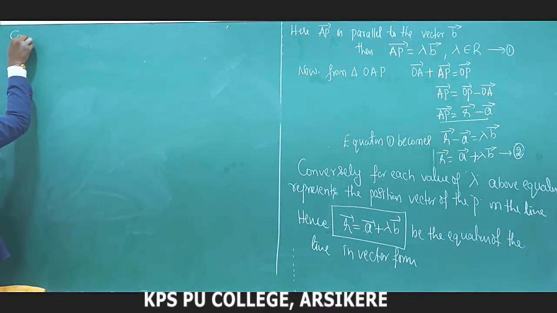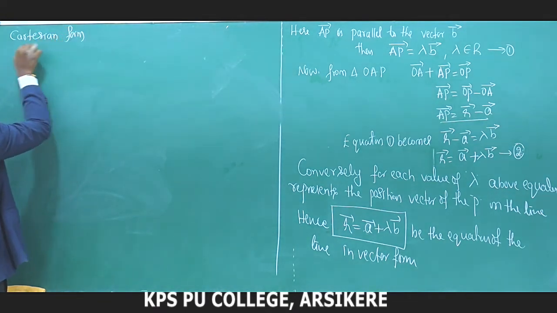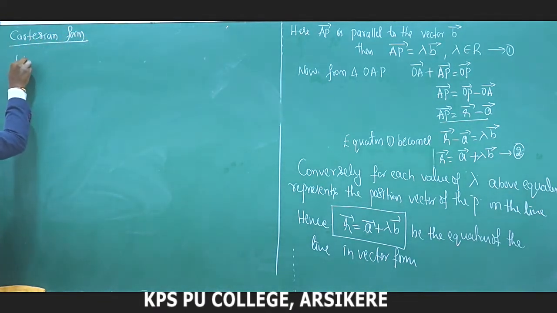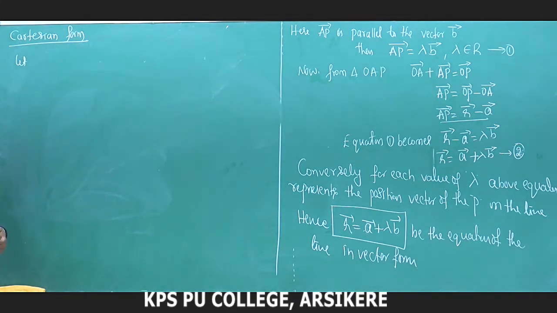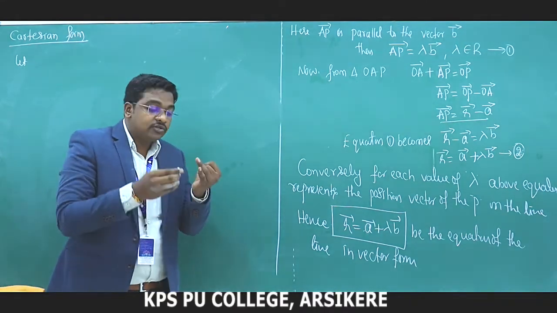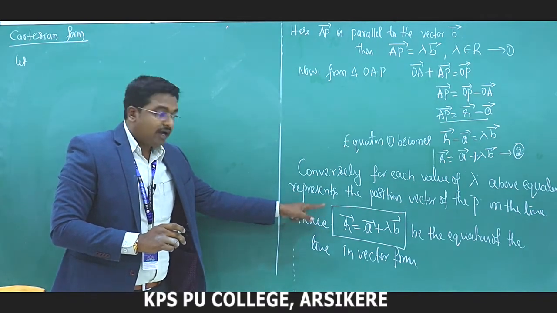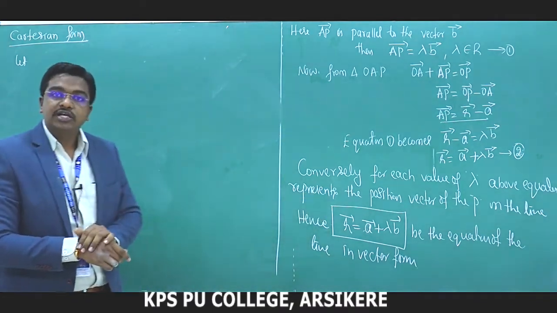Cartesian form. Like Cartesian form only, you have to represent each and every point: point A, what is vector B and what is vector R. So we consider this and substitute into this equation, and then this equation reduces to Cartesian form.